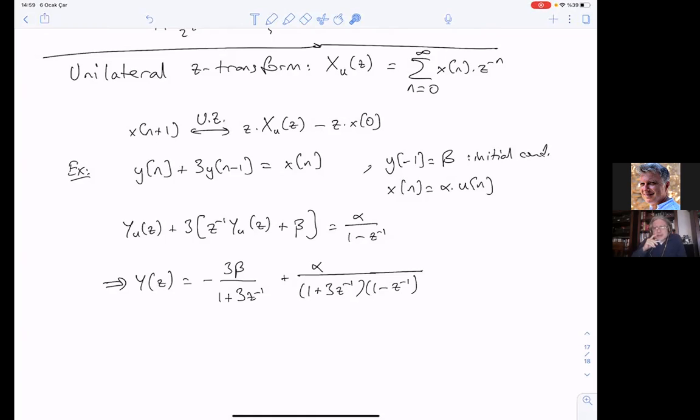I would really like to emphasize, however, one thing here. This beta appears in here only, which means that this is the response of the system with no input. The input is just alpha times u of n. If alpha is 0, for instance, if there is no input, then Y of z will be equal to this one. That can be considered as the zero input response, which is kind of the homogeneous part.